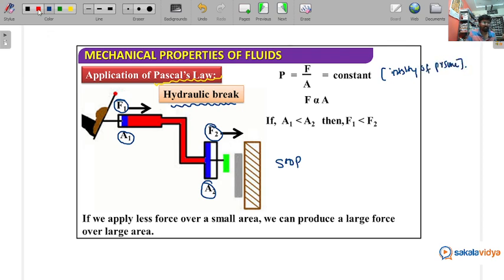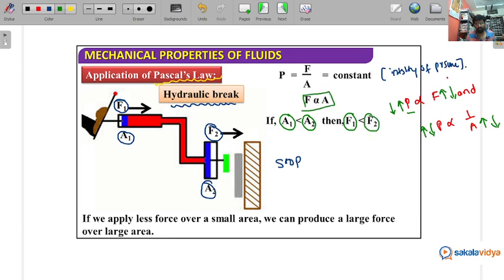So my dear students, as P is directly proportional to force and inversely proportional to area, when area increases, pressure decreases. When area decreases, pressure increases. When force increases, pressure increases, as pressure is directly proportional to force. When force decreases, pressure also decreases. So here, as area 1 is less than area 2, force 1 is also less than force 2, as force is directly proportional to area.